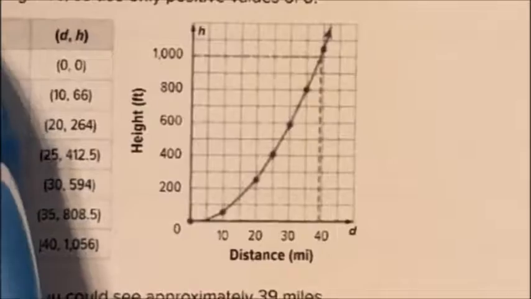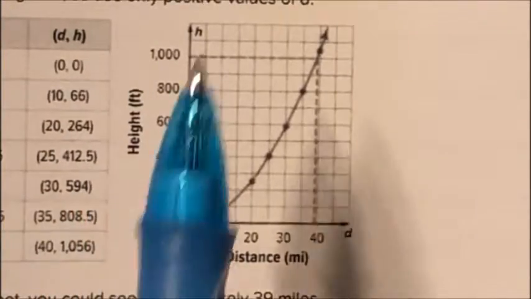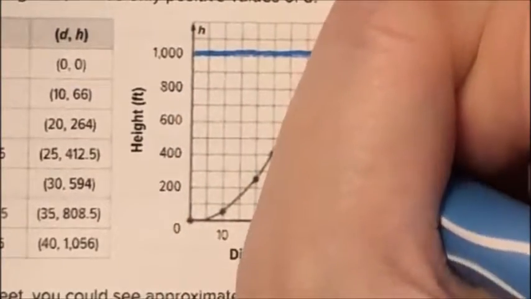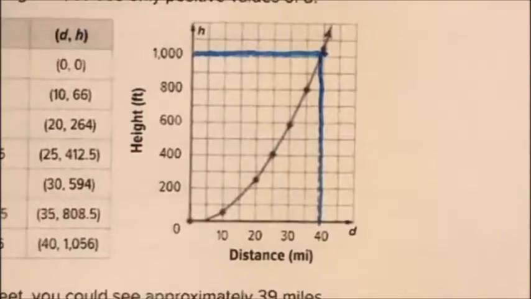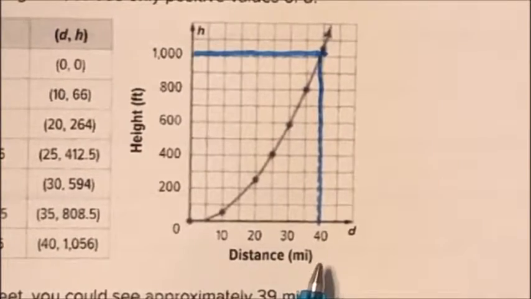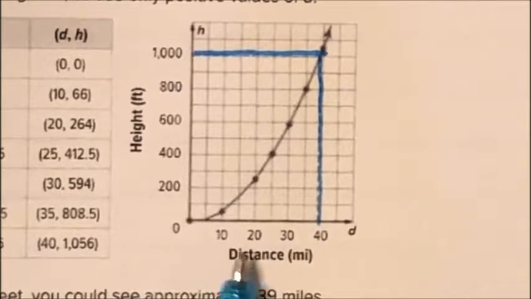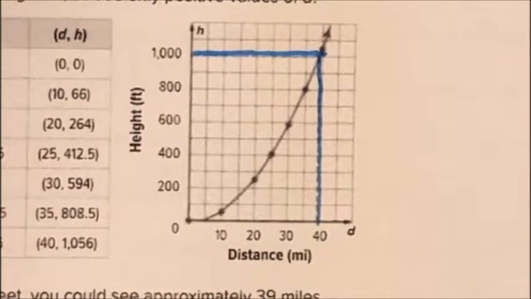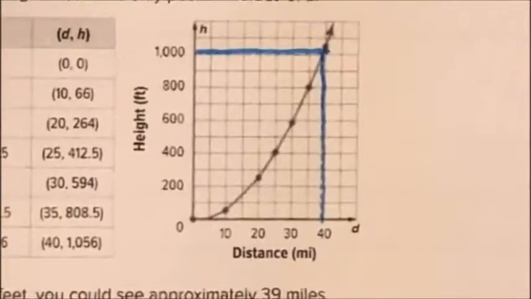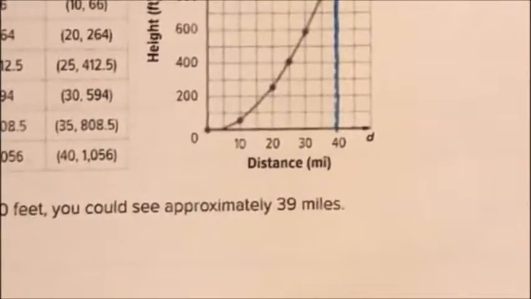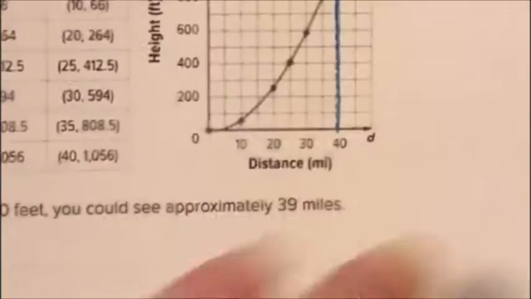The second part says 1,000 feet. So I go up to 1,000 feet, which is right there. I go across, and then I go down. So this tells me about 40. And it's a little bit less than 40 because we know 40 is 1,056. So that means it's a little bit less than 40. So at a height of 1,000 feet, you could see approximately 39 miles. Okay.